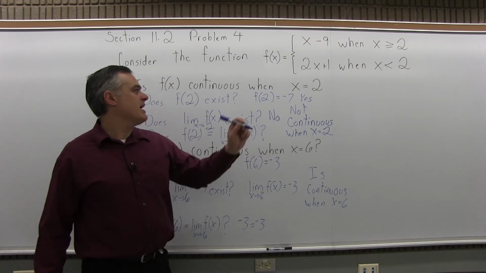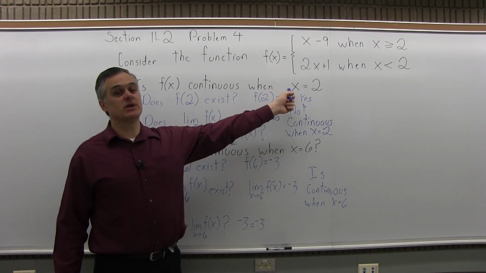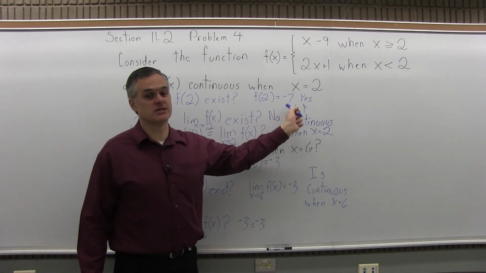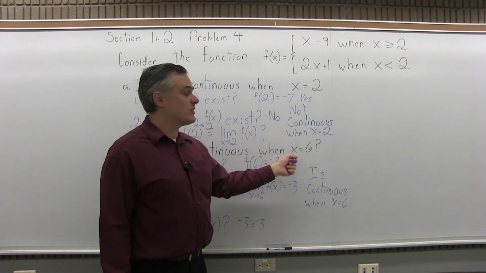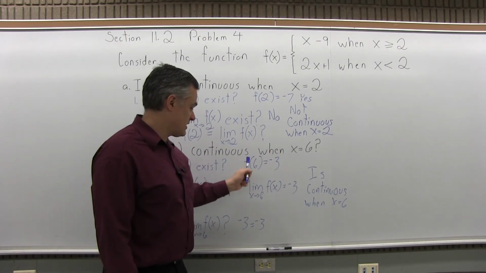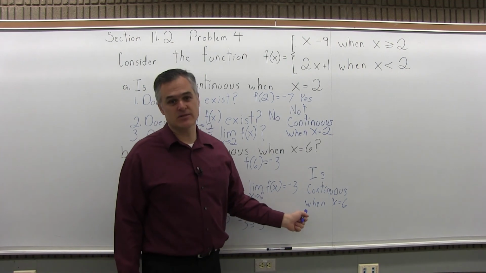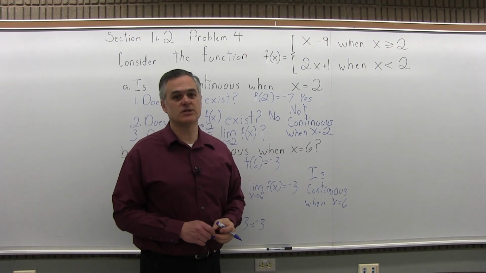So again, for part A, the function is not continuous when x equals 2, because the limit does not exist. But it is continuous when x equals 6, because I got a yes to all 3 of the questions I have to ask when I determine if a function is continuous at a point.